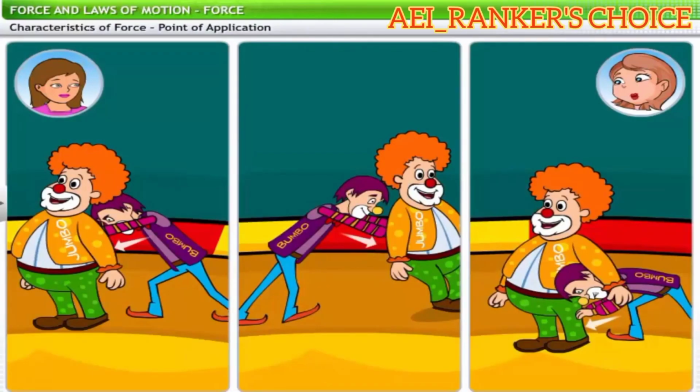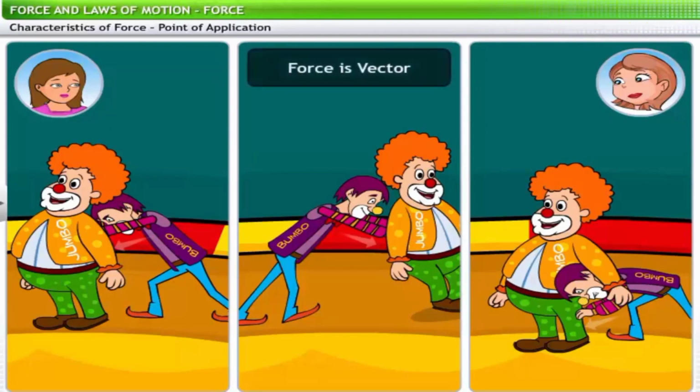So, based on the characteristics of force, can you determine whether it is a scalar or a vector quantity? Let's see. A force requires a magnitude as well as a direction, right? This makes force a vector. Very good. Let's move on to learn more about types of forces.